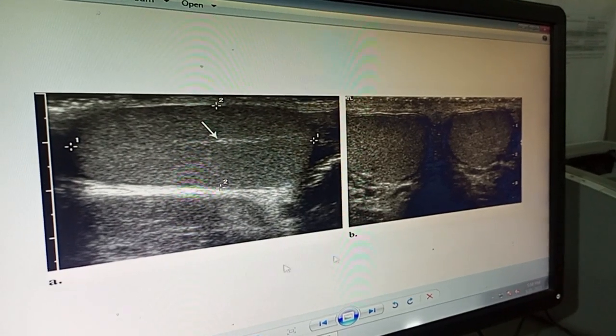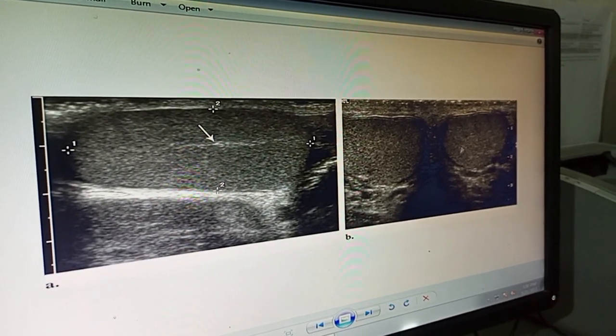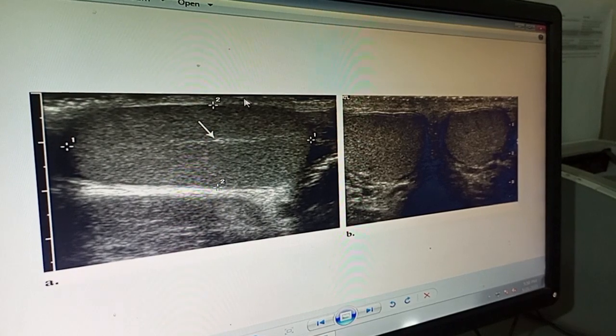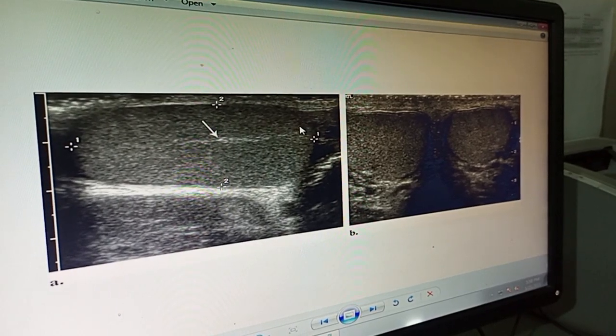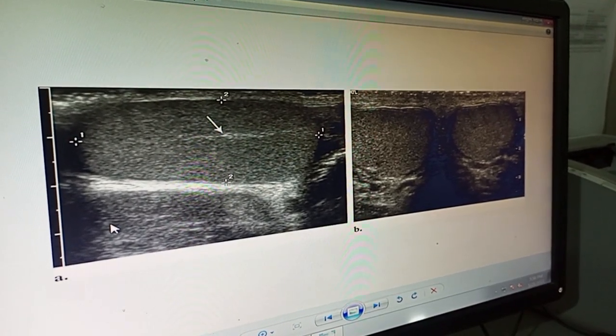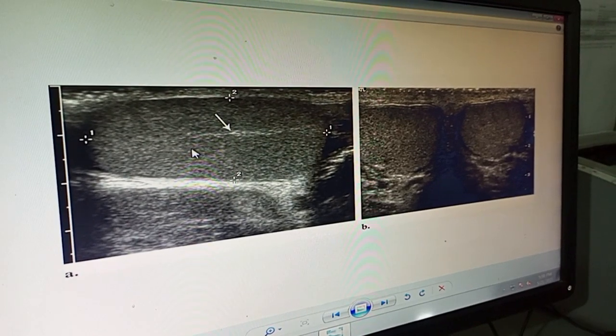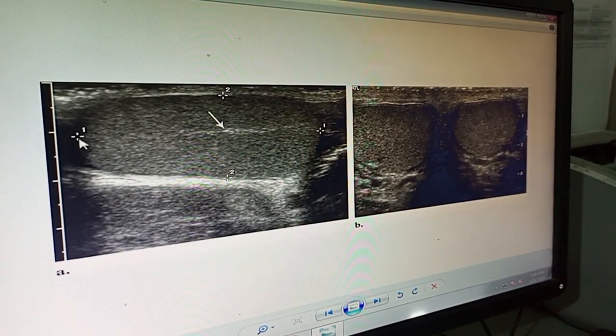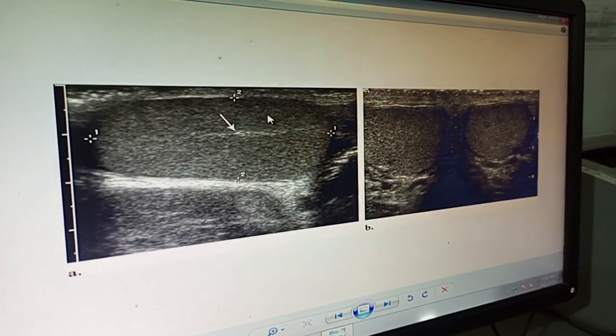Today I would like to describe the ultrasound of the testes. This is the normal ultrasound of the testes, right testes. This is A image, this is B image. Here we have taken measurement of the testes.